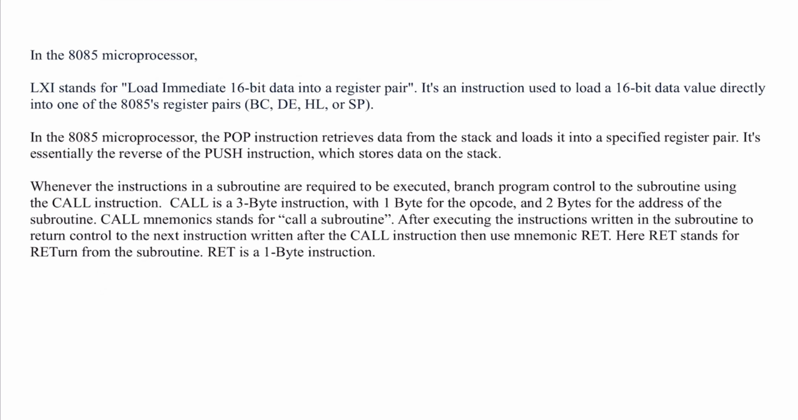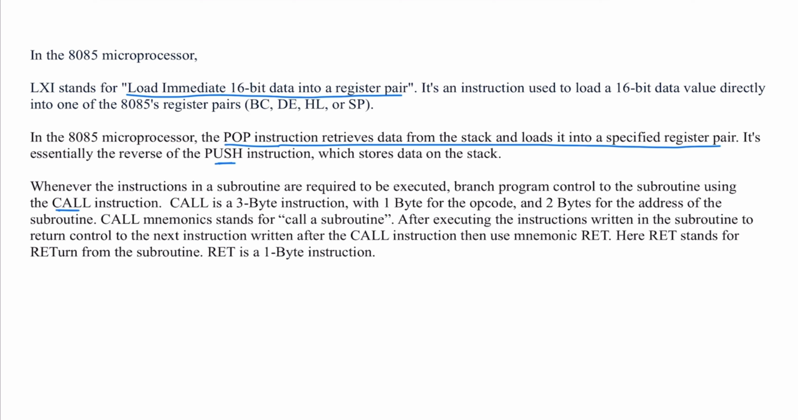Let us see the first instruction, 1000 LXI. LXI stands for load immediate 16-bit data into the register pair. The POP instruction retrieves the data from the stack and loads it to a specified register pair. It is essentially the reverse of the PUSH instruction, which stores the data. Next, whenever the instructions in a subroutine are required to be executed, we branch control of the program to the subroutine using the CALL instruction, which is a 3-byte instruction with 1 byte for the opcode and 2 bytes for the address of the subroutine.